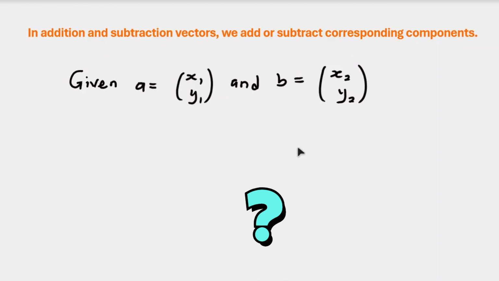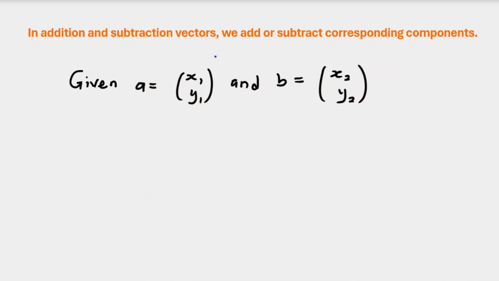Now the big question is, how do we add vectors? How do we subtract vectors? In fact, that's the answer to the question. In addition and subtraction of vectors, we add or subtract corresponding components. What do you mean by corresponding components? Corresponding means they occupy the same position or place.